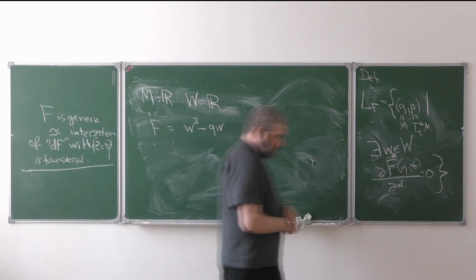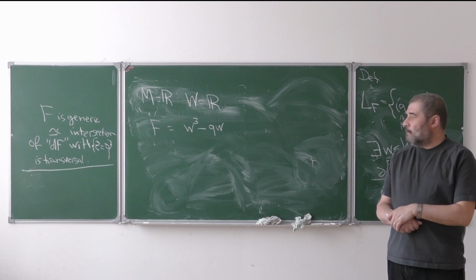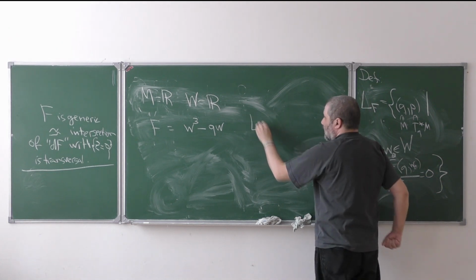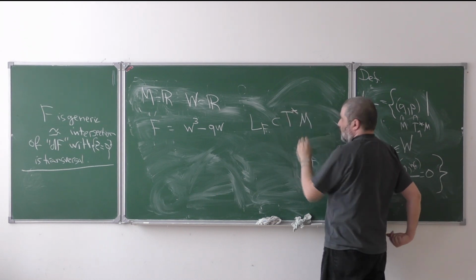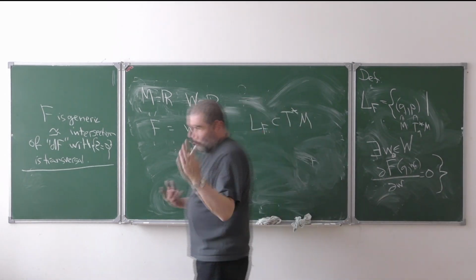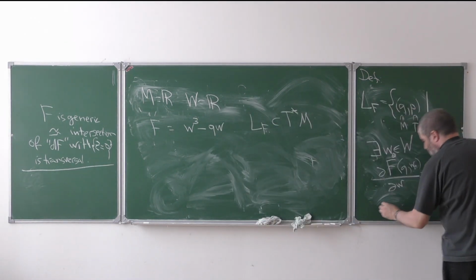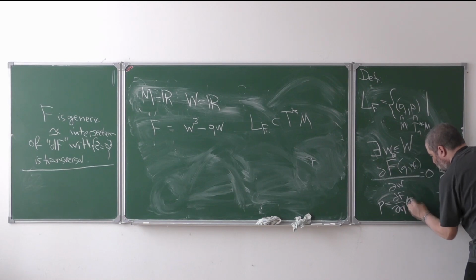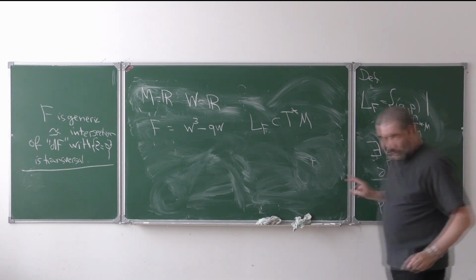I ask you to draw a picture of L_F in T star M in p, q. So I forget that p is equal to dF over dq of q, w0. I forget this.